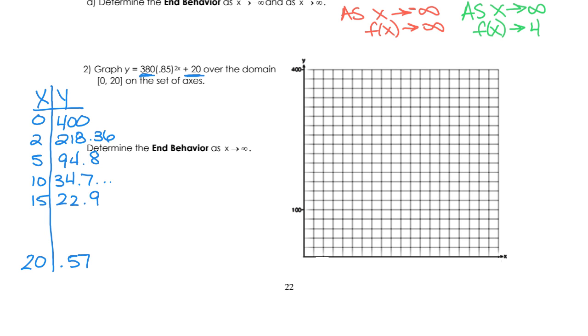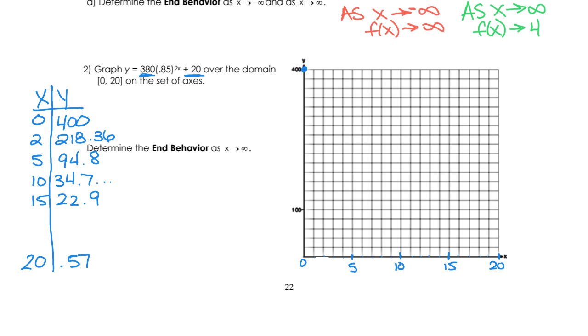Okay, so I'm going to go ahead and graph 0, 400. And I'm going to assume this is going to go to 20. So this will be 0, 1, 2, 3, 4, 5, 6, 7, 8, 9, 10, 11, 12, 13, 14, 15, 16, 17, 18, 19, 20. Okay, so we'll graph 2 and 218. So we're going to have to put some more in here. So that's what?